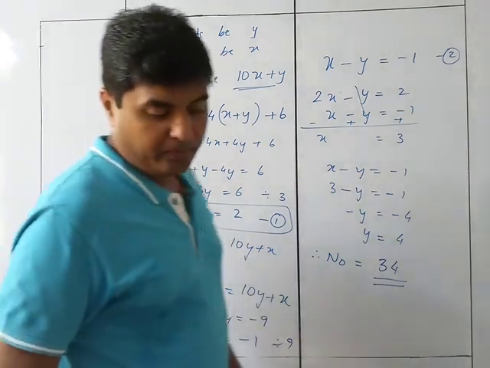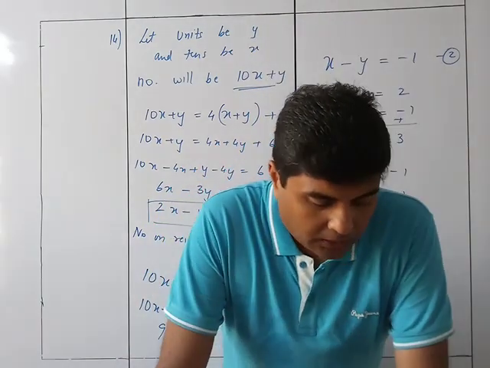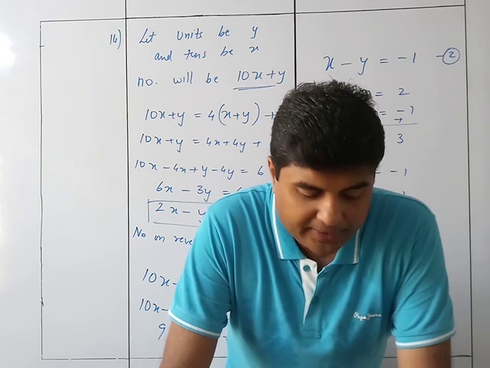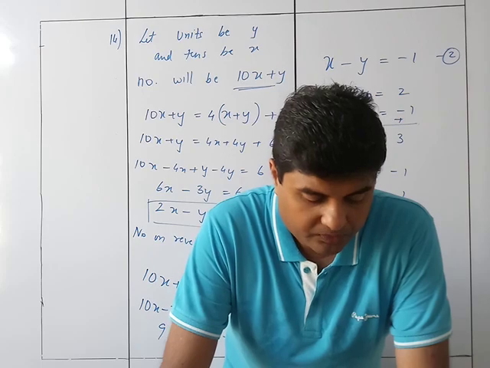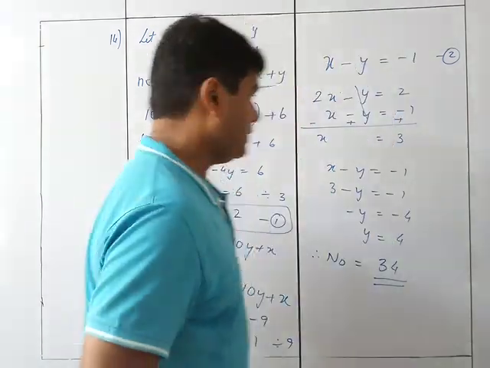Now we move on to question number 16. The result of dividing a number of 2 digits by the number with digits reversed is 1 and 3 upon 4. If the sum of the digits is 12, find the number.